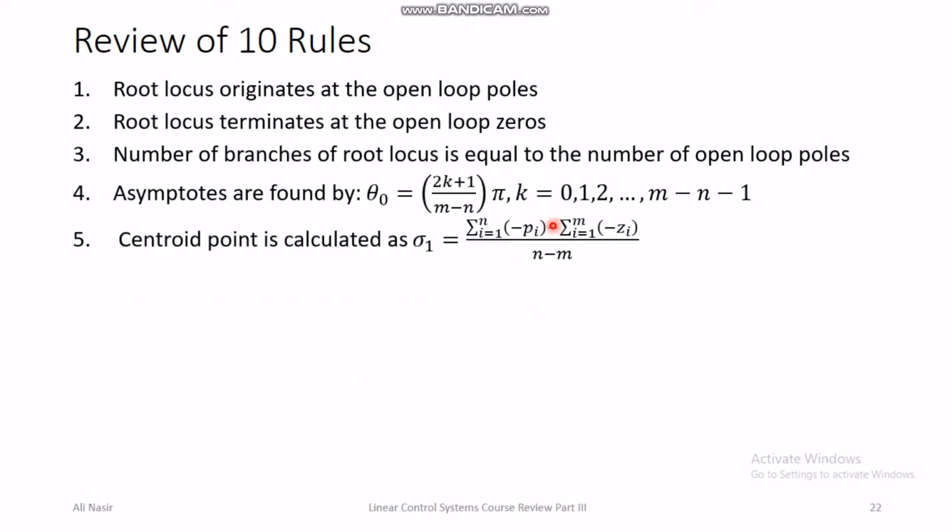Then there is a centroid point, which is basically the center of gravity point for the root locus, and this is also the point from where the infinity path originates or appears to originate. This is given by the sum of all the pole locations minus the sum of all the zero locations, divided by the number of poles minus the number of zeros.